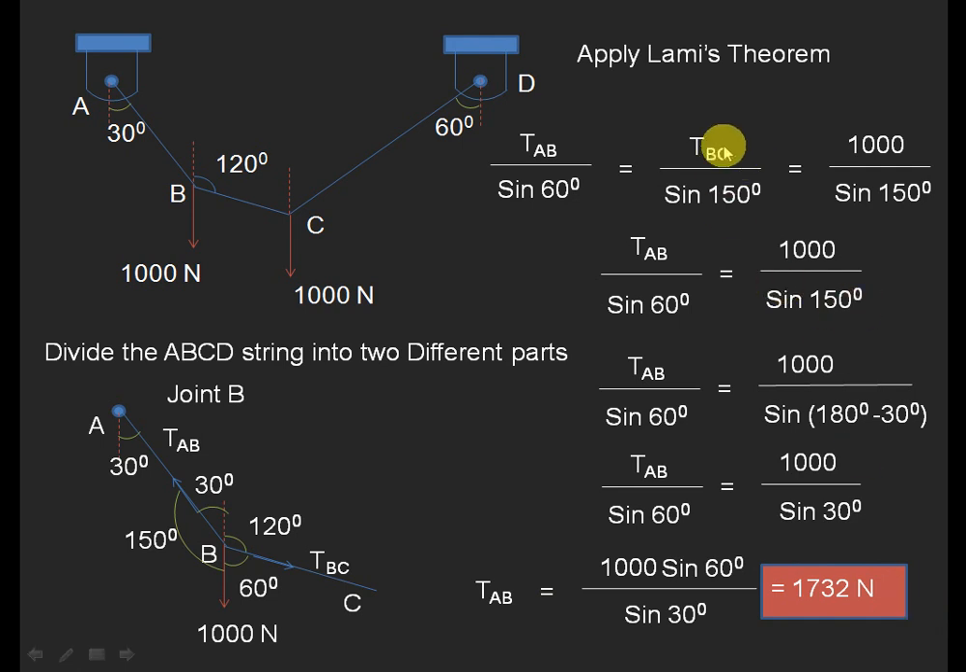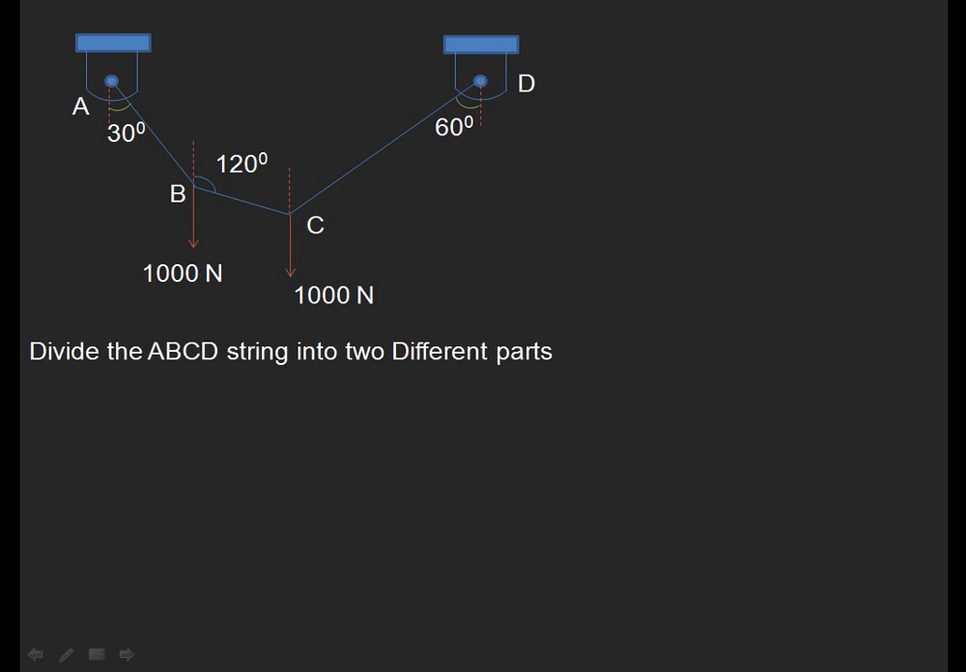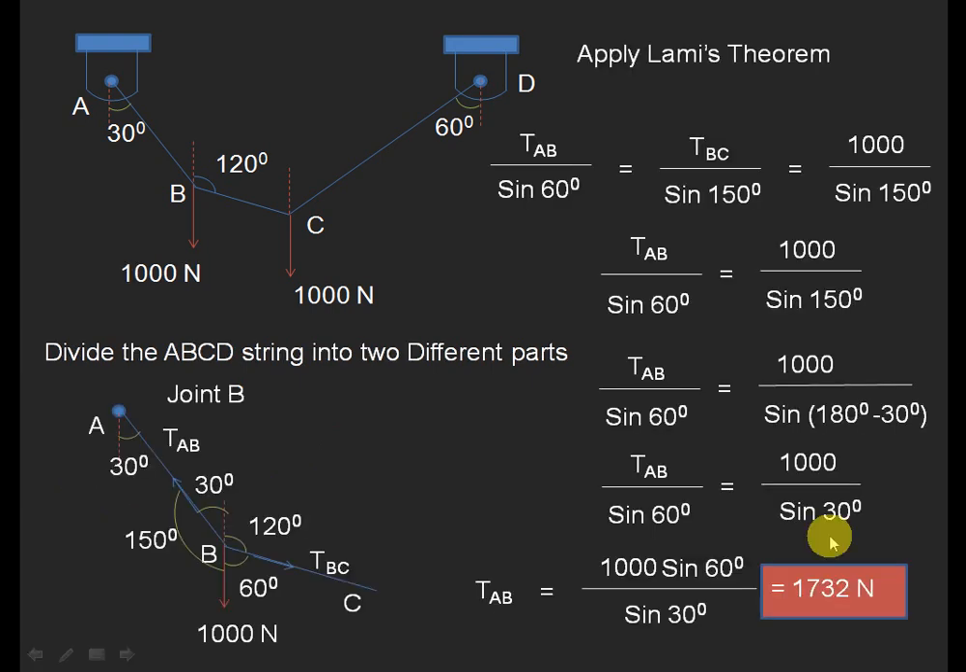Next we have to find the tension in BC. Just go back to this again. How to find the tension in BC? The tension in BC can be directly determined here if you consider these two terms. Observe the cursor here. TBC by sine 150 is equal to 1000 by sine 150. So this sine 150 gets cancelled, and TBC becomes equal to 1000 newtons only. Separately write it down here, I didn't write it here.